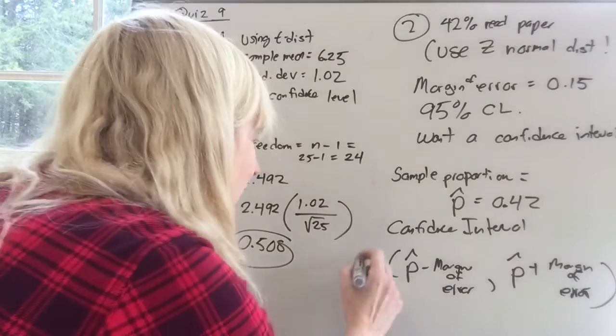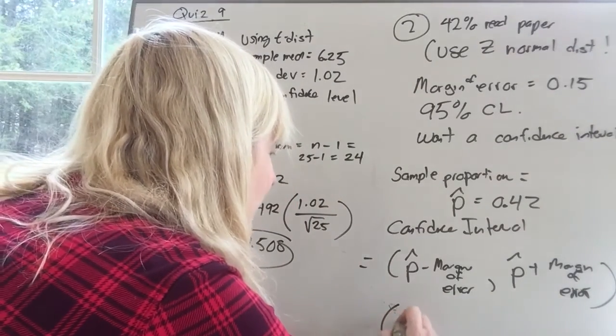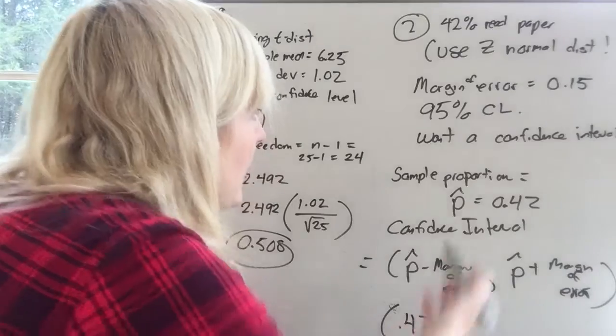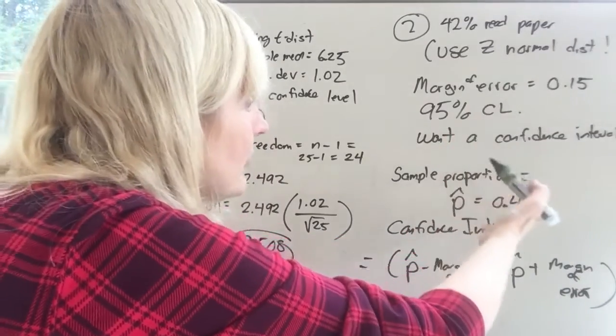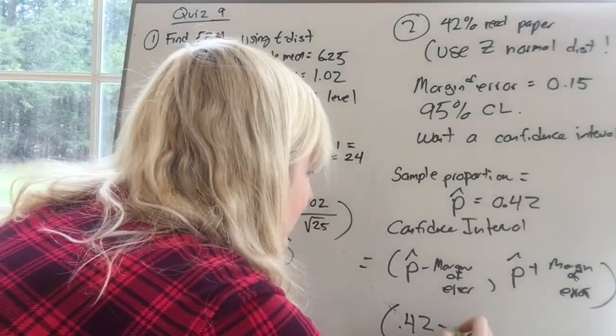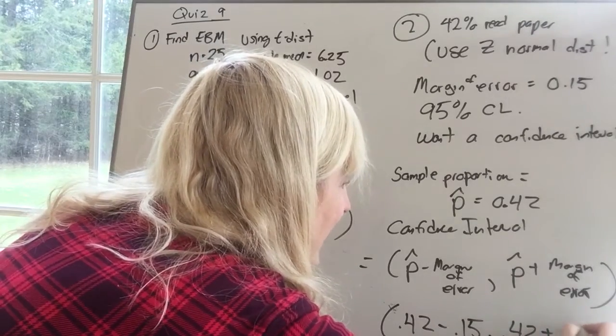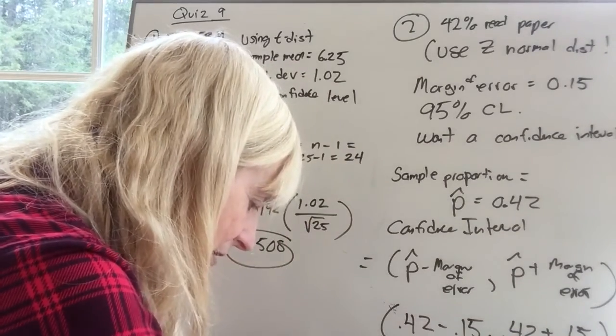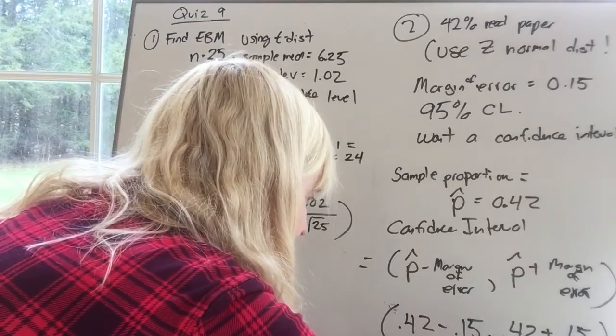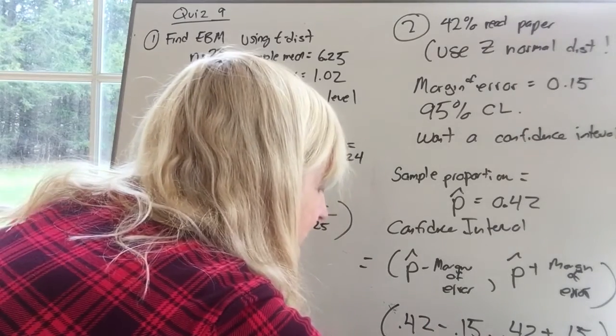So guess what? I think we have both of these. We have p hat, that's 0.42, minus the margin of error, they gave it to us. Where is it? 0.15. And it's 0.42 plus 0.15. Not bad. Okay, guys? So you do that on your calculator, you get 0.27, comma 0.57.